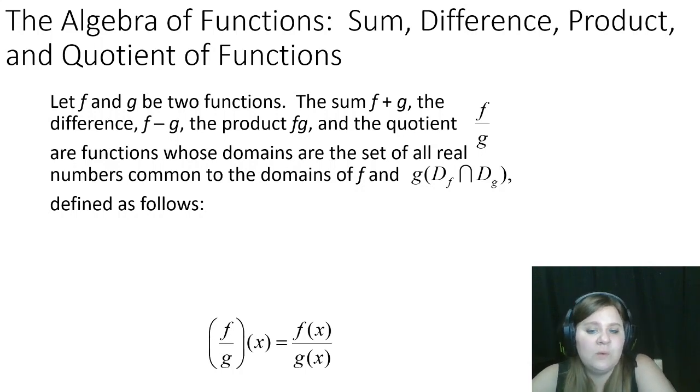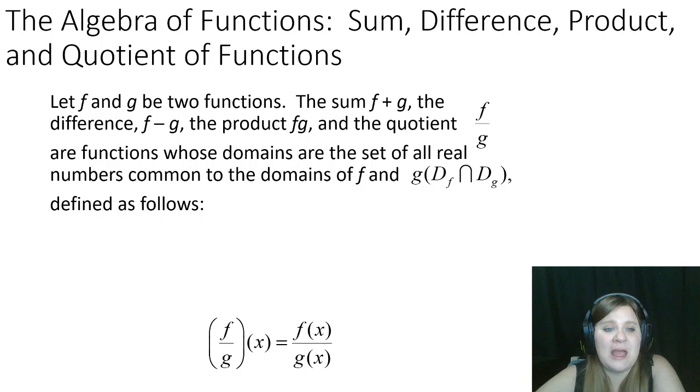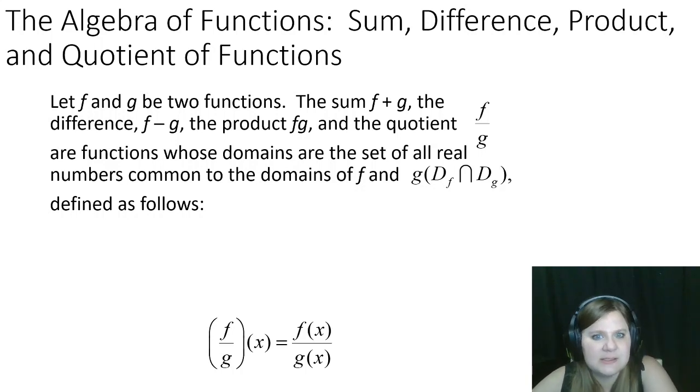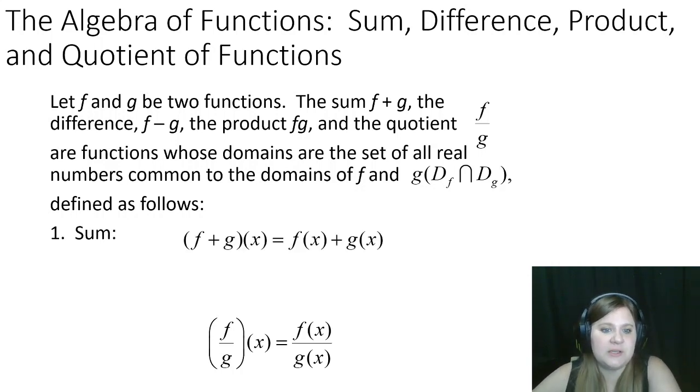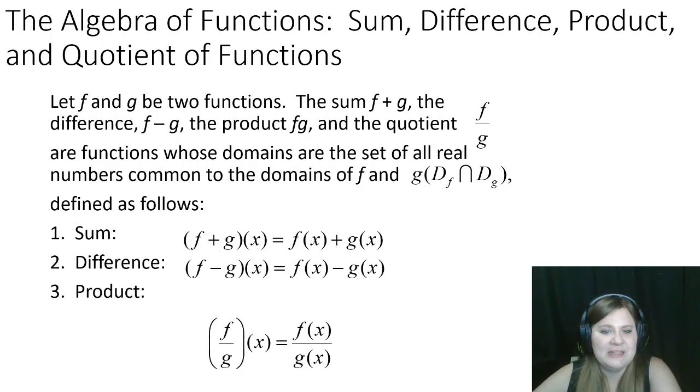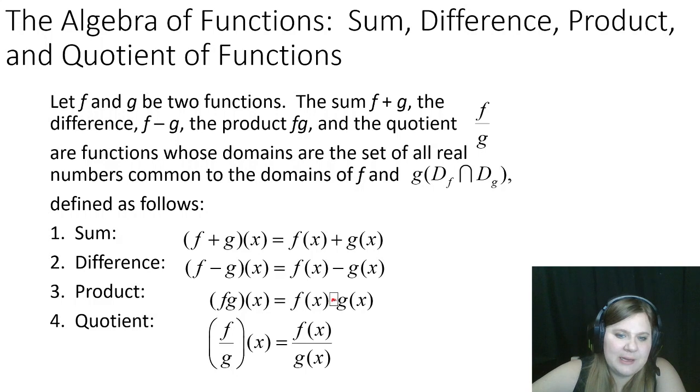Now, one of the really nice things about this bit with functions is that if we add, subtract, multiply, or divide them, they do really normal things. Okay, so let f and g be two functions, so they pass the vertical line test. The sum f plus g, the difference f minus g, the product f times g, and the quotient f over g are functions whose domains are the set of all real numbers common to the domains of f and g. Okay, so don't know why that first one showed up early, but there we go. This should be a times symbol right here.